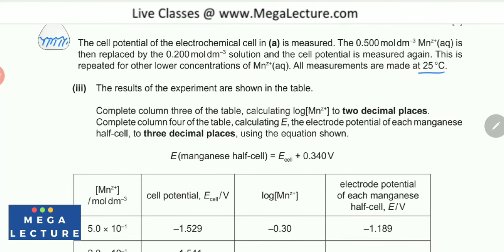Now, the next thing he's doing is that the results of the experiment by lowering concentration are shown in the table. Complete column 3 of the table, calculate log Mn Z plus to 2 decimal places. Complete column 4 of the table, calculating E, electrode potential of each manganese half cell to 3 decimal places. So be very careful. Read the instructions carefully. This is 2 decimal places, and this one over here is 3 decimal places. So always remember to follow the instructions in paper 5 very, very carefully.